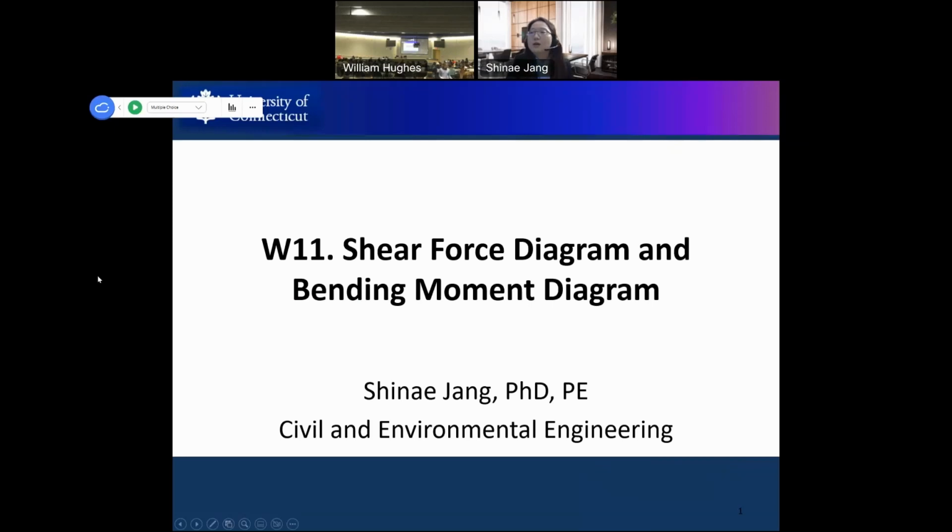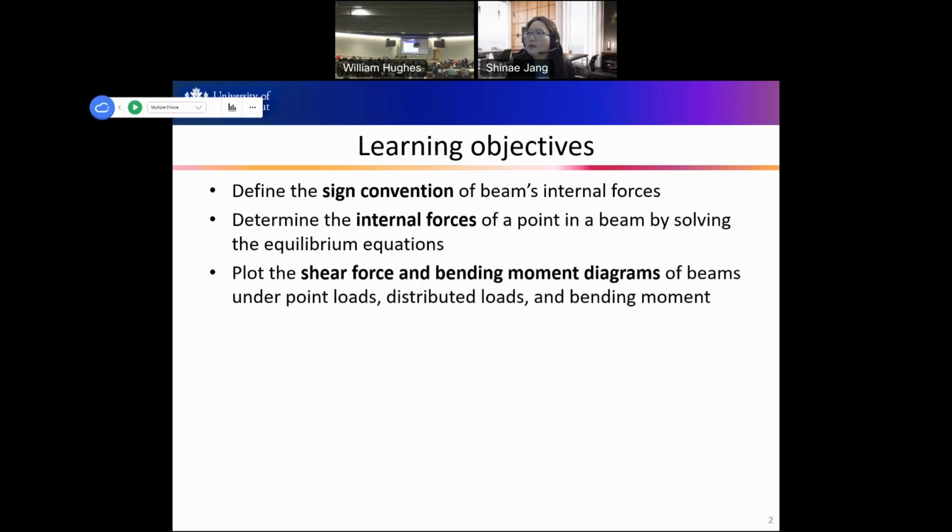Okay, so today's topic is shear force diagram and bending moment diagram. Very, very important. We'll define the sign convention of beam's internal forces and determine the internal forces at a point of a beam by solving equilibrium equations. This is an application of what we learned so far. And the third one is new: plotting the shear force and bending moment diagram of beams under point load, distributed load, and a bending moment.